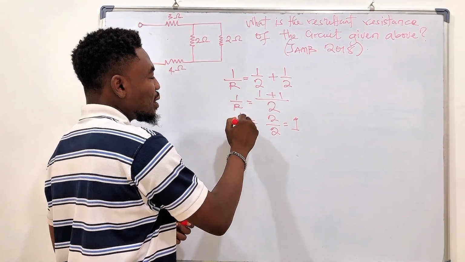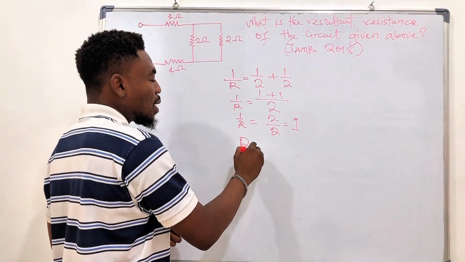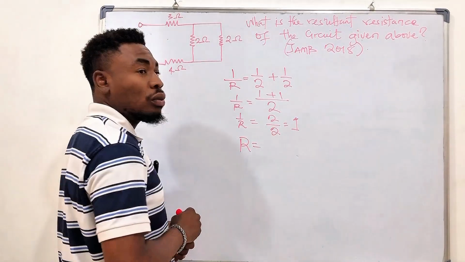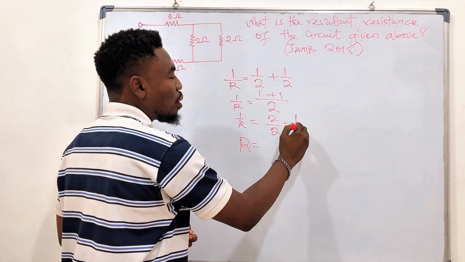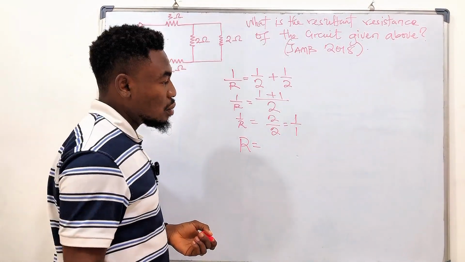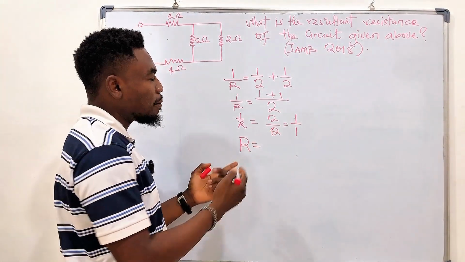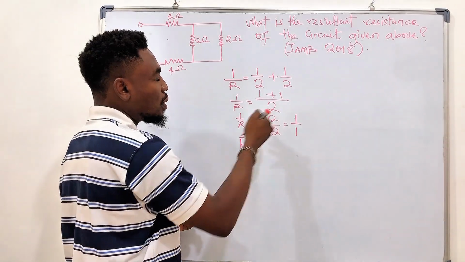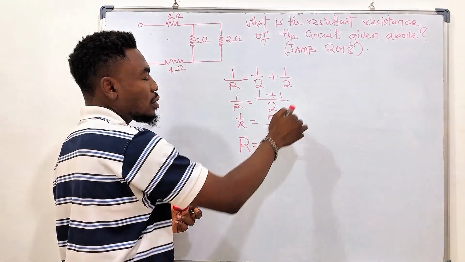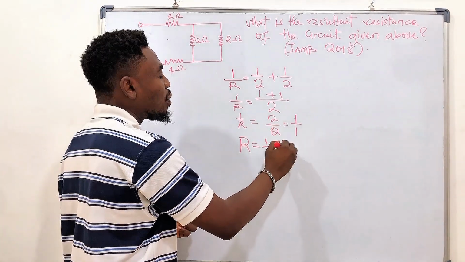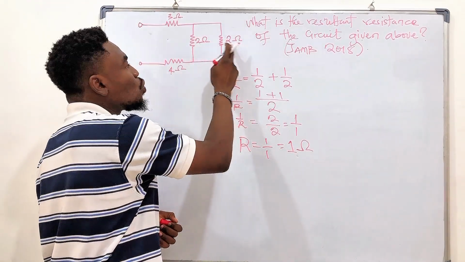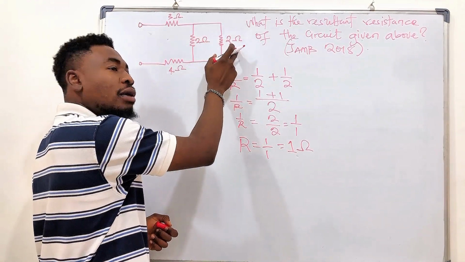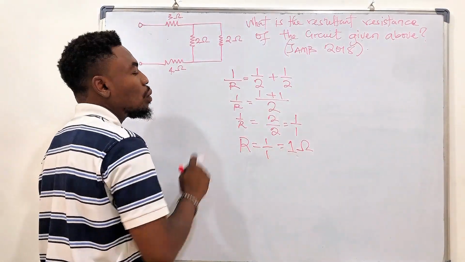So this is the inverse of R. If we want to get R, we have to flip 1. So this is the same thing as 1 over 1, which is also 1. I'm writing it like this so I can explain. We're supposed to turn this upside down, which is the same thing as 1 over 1, which is equal to 1. So the resultant of these two resistors in parallel is equal to 1 ohm.